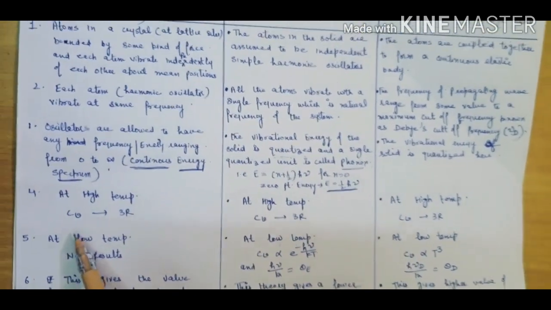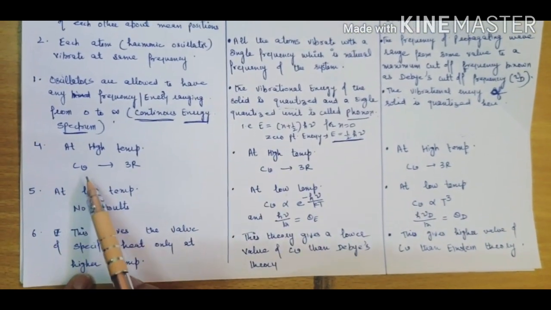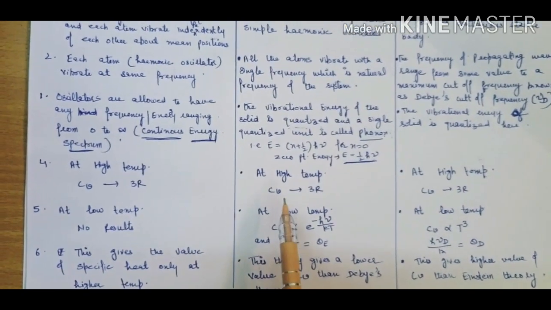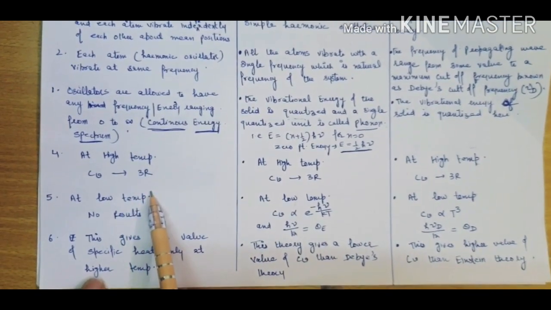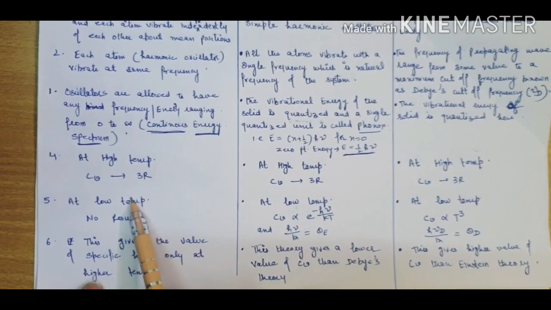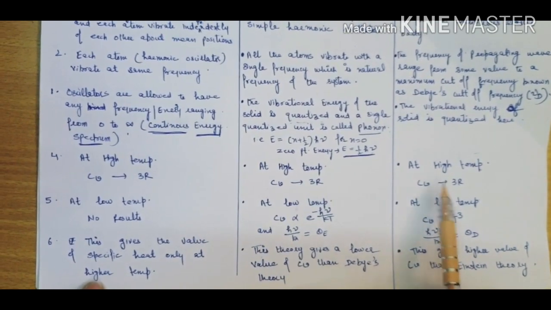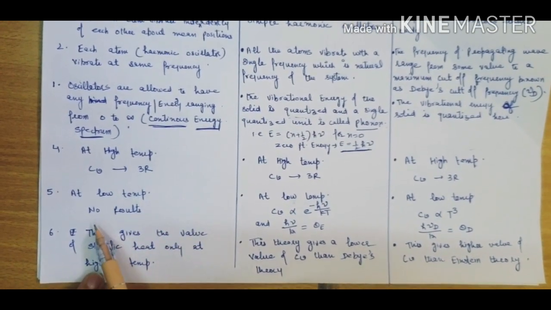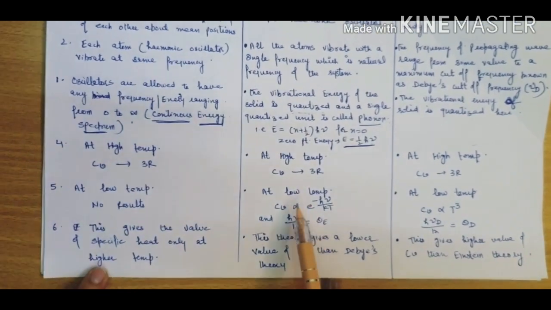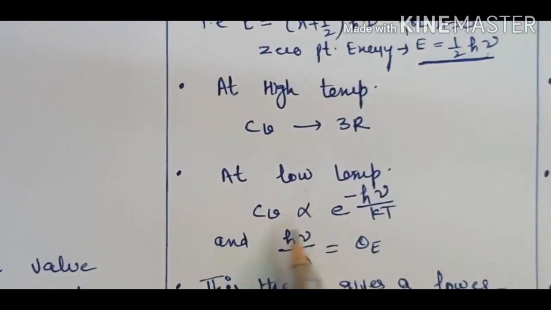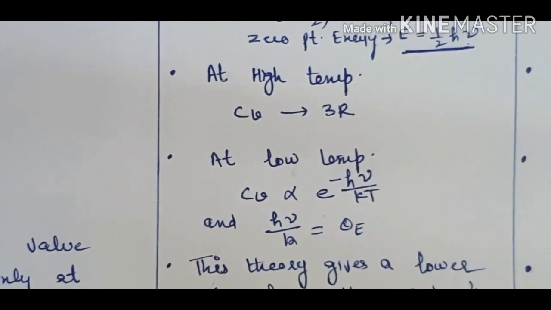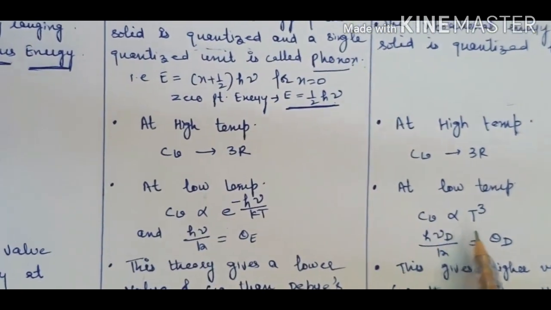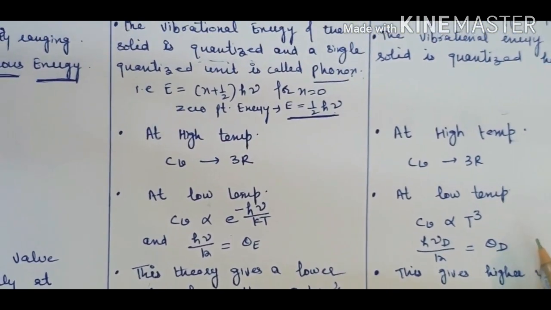Next, the variation of specific heat at high temperature. At higher temperature, all these three laws have the same value of specific heat, that is 3R. Specific heat is 3R for Dulong and Petit, for Einstein, and for Debye model. And next is at low temperature. At low temperature, Dulong and Petit law gives no result for specific heat. But according to Einstein, the specific heat varies exponentially at low temperature. And according to Debye, the specific heat is directly proportional to T cube. Or we can say that total energy is directly proportional to T to the power 4, which is just like Stefan's law.